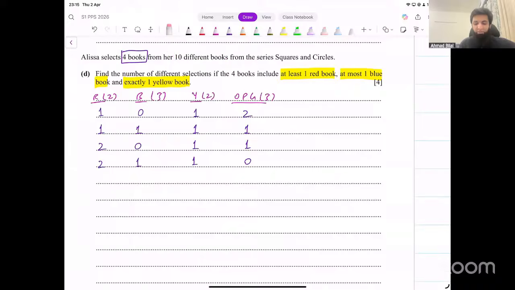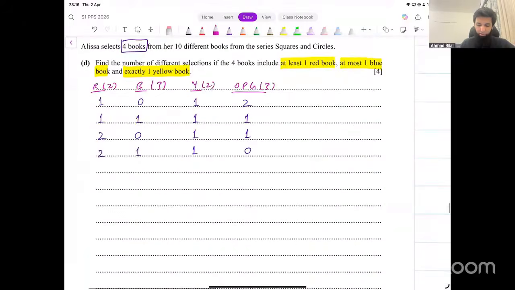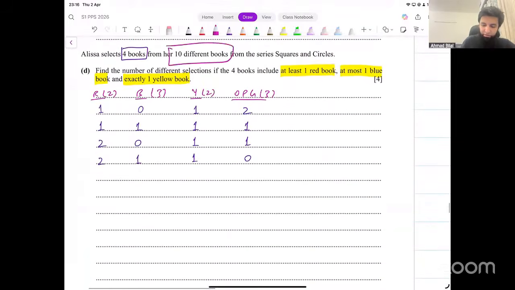Colors don't matter now. As in books of the same color, we don't consider them identical anymore. Because earlier they were mentioning color arrangements, in that case we were considering same colored books identical. Now they're saying 10 different books, and they've not mentioned color arrangements in this case. So all of these books are going to be considered different. Which means we're going to select from the red books as well, from the blue books as well, from the yellow books as well. Even though they are the same color, the books are different.